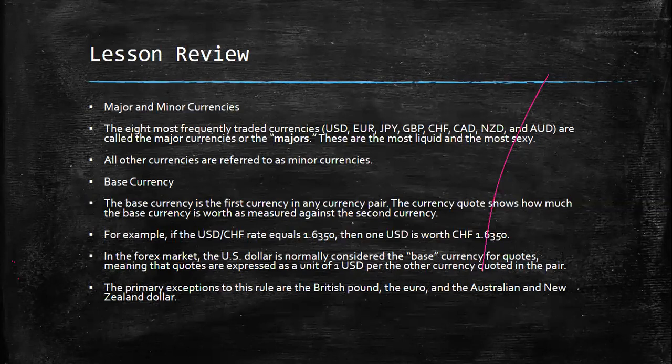All other currencies are referred to as minor currencies. Anything basically outside of those. There's a ton of them.